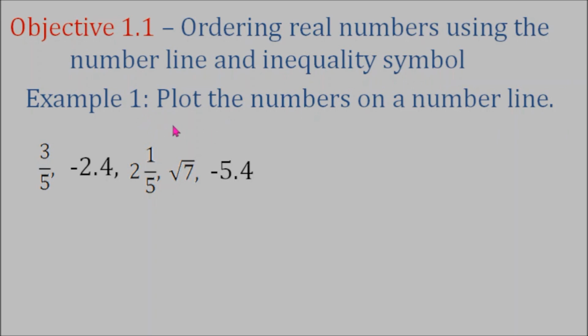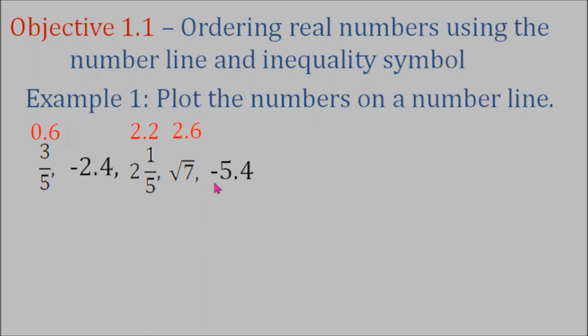Example number 1. Plot the numbers on a number line. The numbers are 3/5, -2.4, 2 1/5, square root of 7, and -5.4. It is easy to compare the numbers if we write them in decimal notation. So 3/5 is 0.6, 2 1/5 is 2.2, square root of 7 is 2.6.